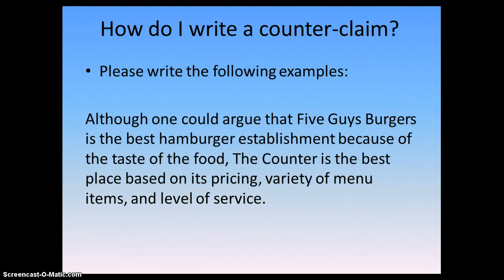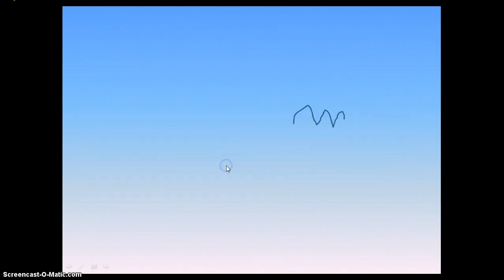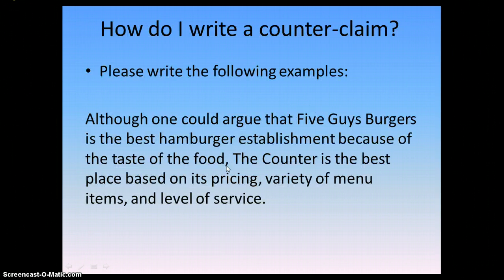So now we're going to go back to the previous slide, and I want to highlight here for you what you should have identified as your counterclaim. The counterclaim is, although one could argue that Five Guys Burgers is the best hamburger establishment because of the taste of the food. From "although" to the comma is your counter argument. If you didn't get that, then please change it now.